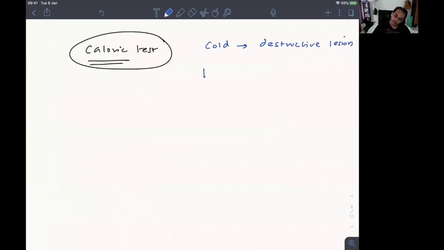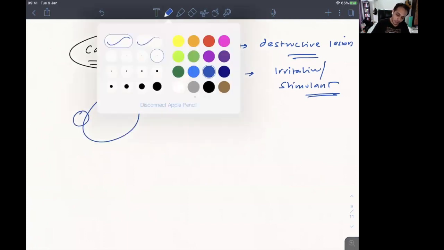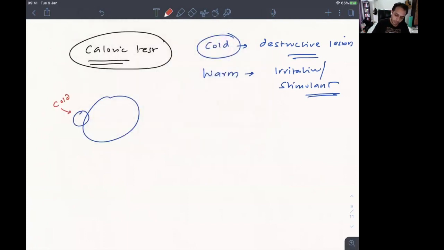And if you insert warm water, it acts as an irritative or a stimulant lesion. Okay, so what does this mean? If I put cold water, it acts as destructive. So that means that if cold water is put into my right vestibule, then my right vestibule will stop working. So then the left vestibule will push.